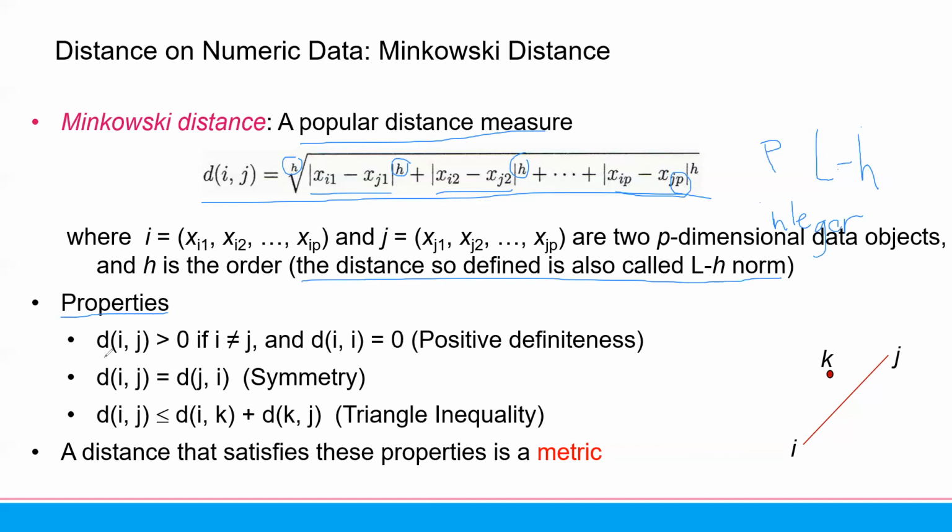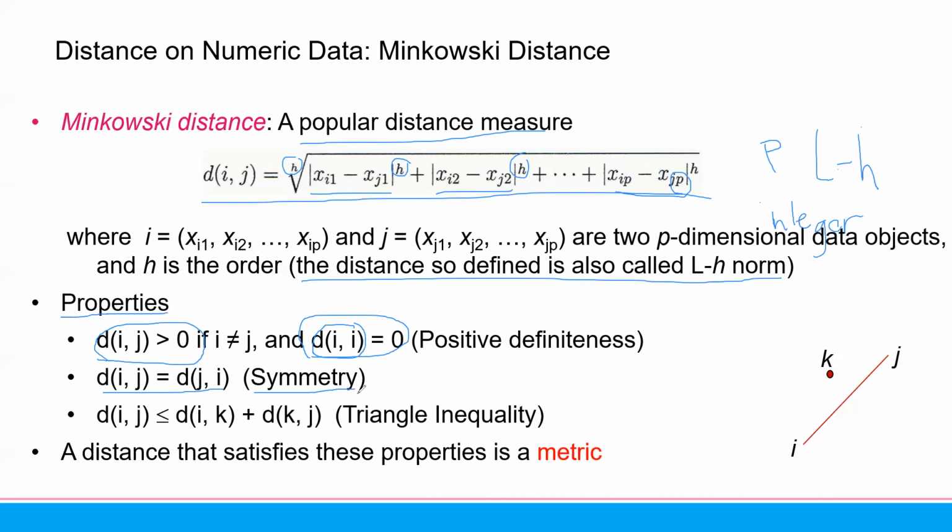We can deal with the d i j. It should be greater than 0. So the distance will be higher than 0, or otherwise, if it is 0, then it is the same location, or the same value for the object. So this is the distance between i and i. If the distances d i j and d j i are the same, we call this the property of symmetry.